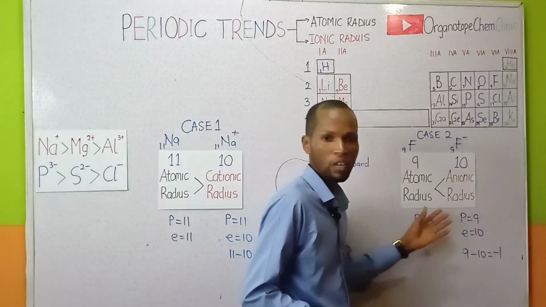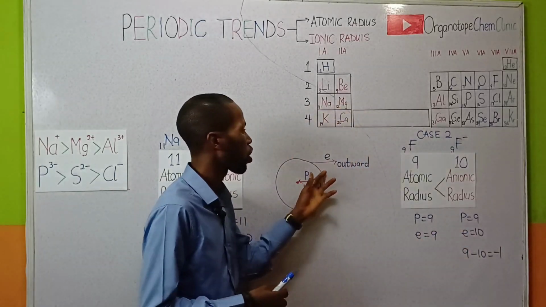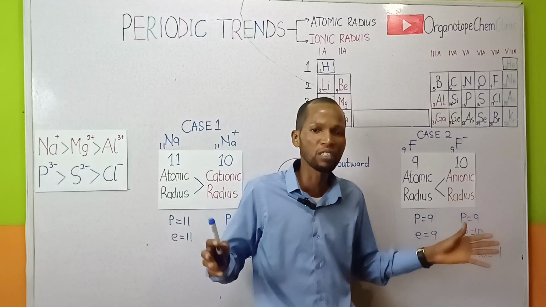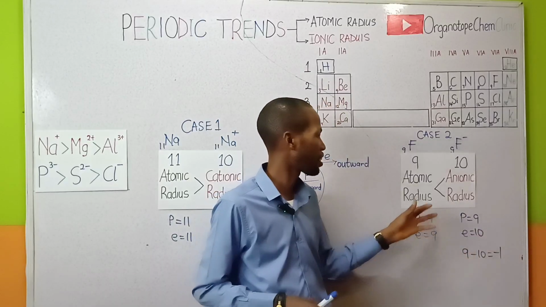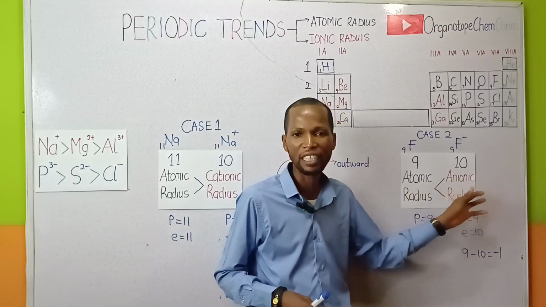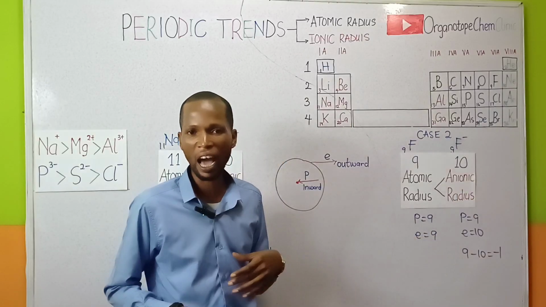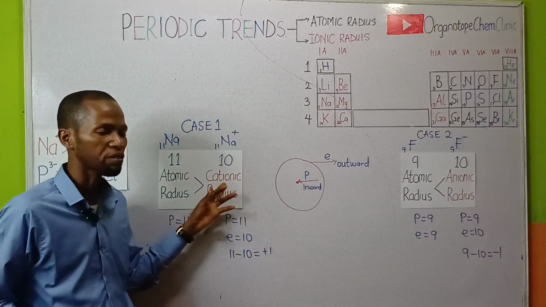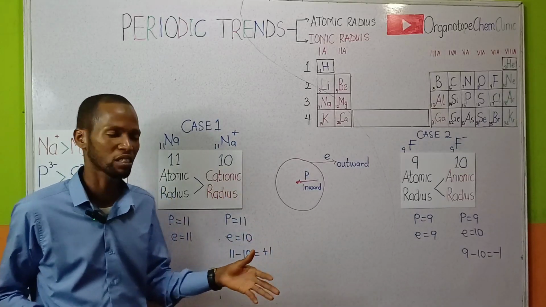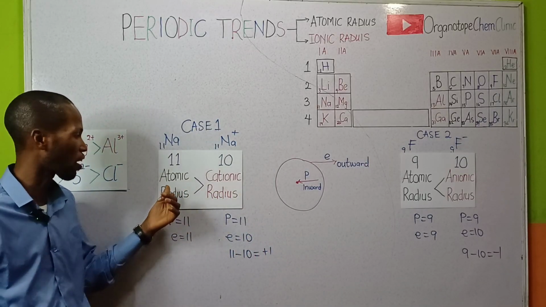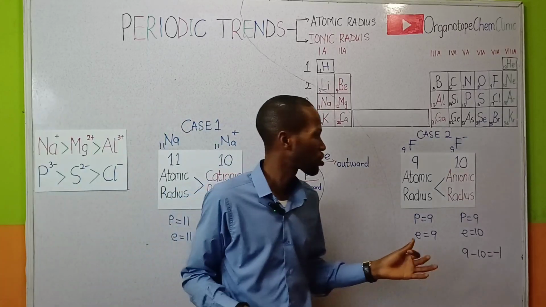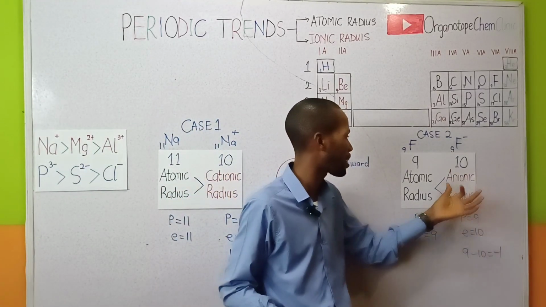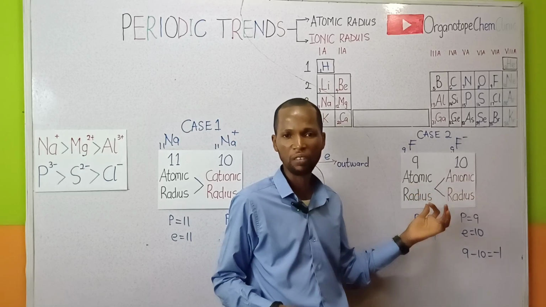Minus 1. So in this case, since we have the outward pull by the electron causing an expansion in the ionic radius, therefore we can say that the atomic radius is less than the anionic radius because we have outward pull by electron. In other words, the ionic radii of positive ions are smaller than the corresponding atomic radii. Also, the ionic radii of negative ions are bigger than the corresponding atomic radii.